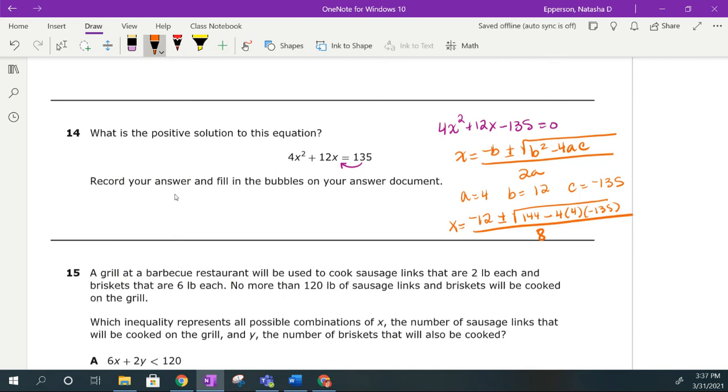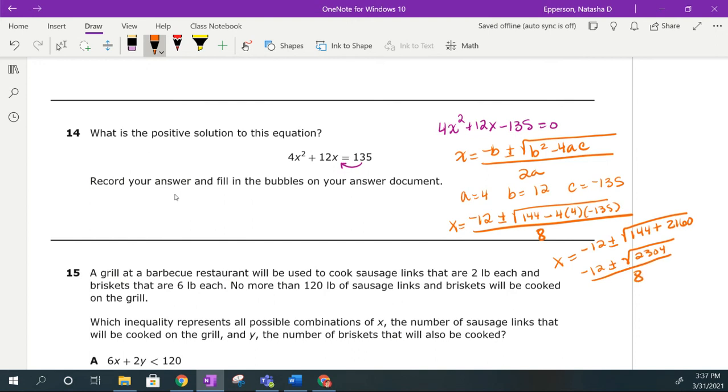I'm going to simplify what's underneath the radical, okay? So x is equal to negative 12 plus or minus the square root of 144, or let's see, I'm going to do negative 4 times 4, which gives me negative 16. Negative 16 times negative 135 gives me positive, so that becomes plus 2160. I'm going to add 2160 plus 144. That becomes negative 12 plus or minus the square root of 2304, over 8.